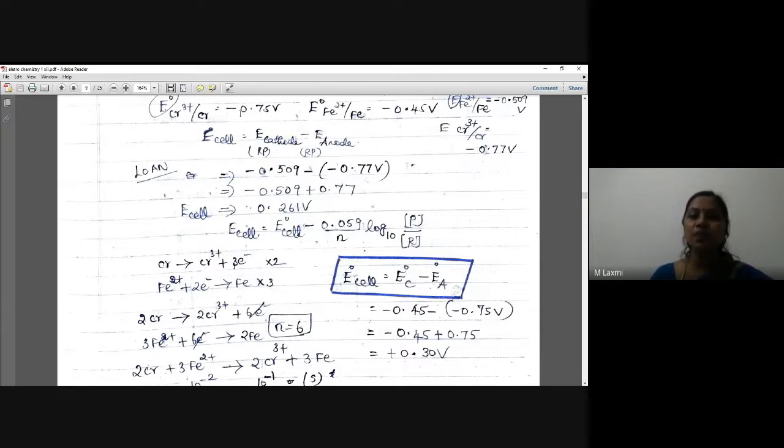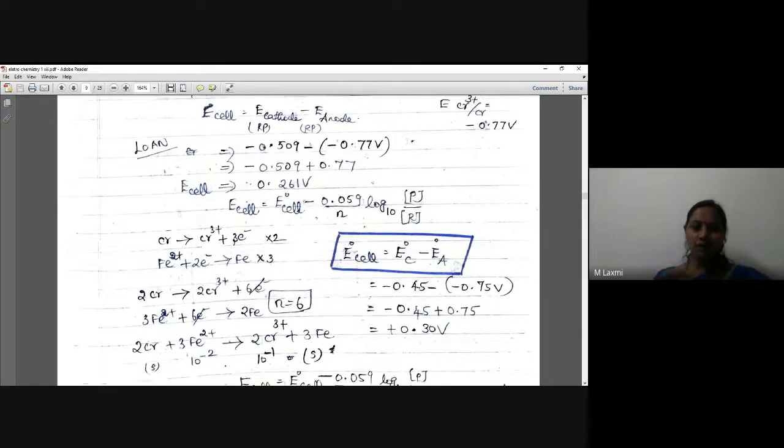Now I have to supply this one, right? E naught of iron is minus 0.45 and E naught of chromium is minus 0.75. So I know now E naught of cell and E of cell is clear. So now what is the other factor which I need to know? I need to know what is n.